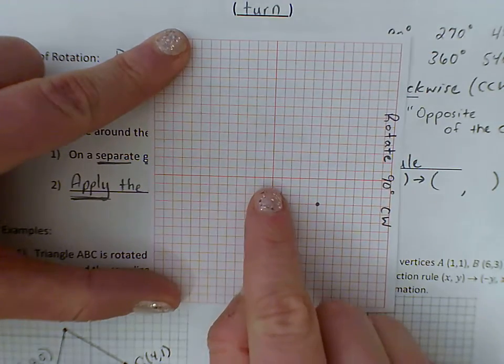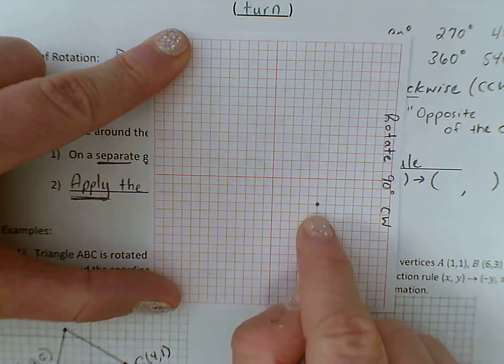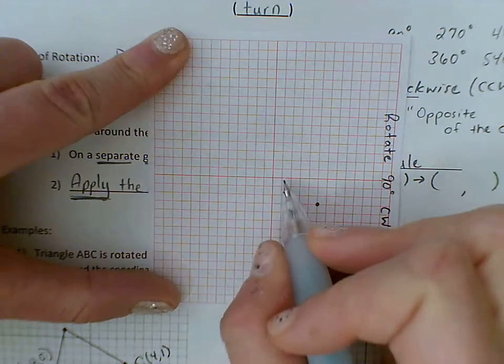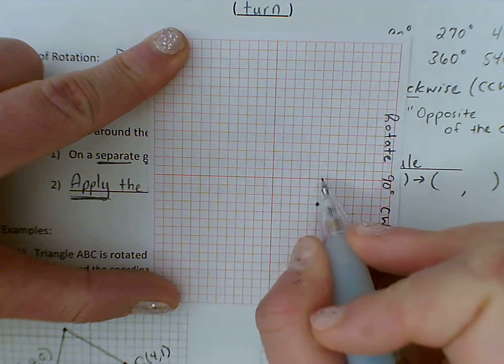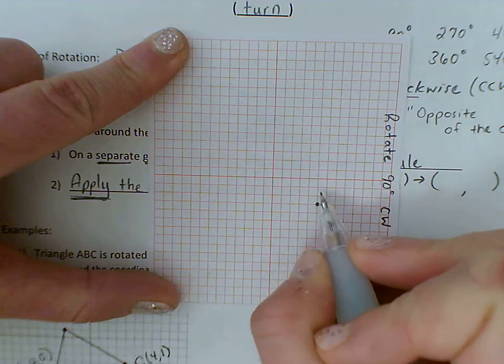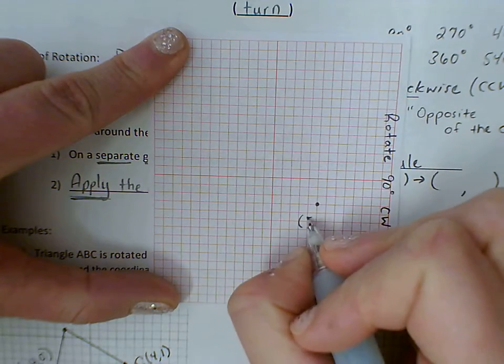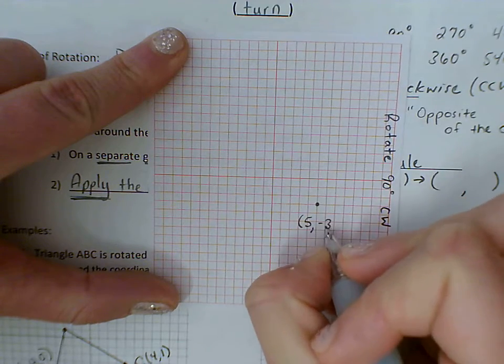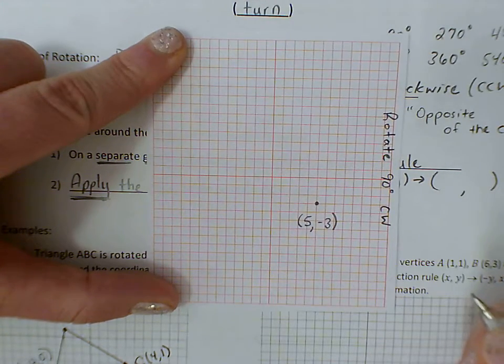So I'm going to look, okay, what is the coordinate of that point? Well, and if you need to write it down, you can. So I'm going to go 1, 2, 3, 4, 5. So that's 5 to the right, 1, 2, 3 down. So I have to go right 5 and then down 3 to get there. So that's where my coordinate landed.